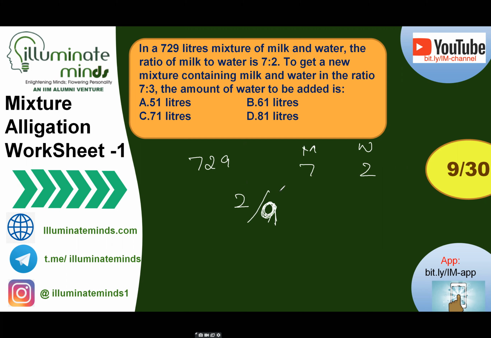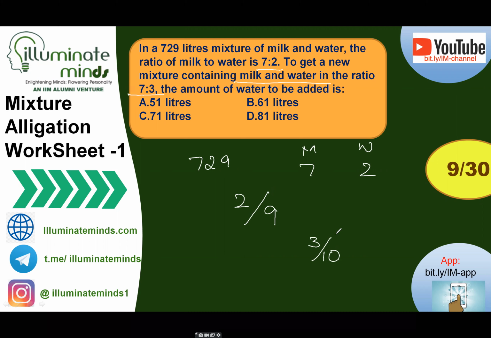Correct, guys? Since the ratio given is 7 is to 2 in the original mixture, water upon total will be 2 by 9 in the first mixture. And to get the resultant mixture which contains milk and water in the ratio 7 is to 3, I need to do water upon total. This will be 3 by 10.